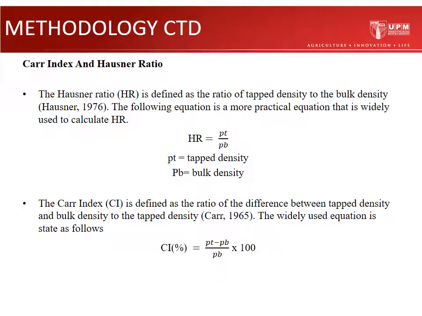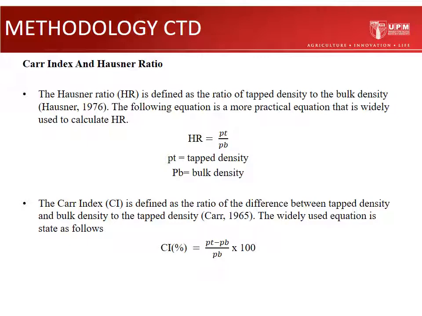Okay, we have to determine the Carr index and Hausner ratio. The Hausner ratio is defined as the ratio of tap density to the bulk density. The following equation is a more practical equation that is widely used to calculate the Hausner ratio. So the equation below shows how to calculate the Hausner ratio, which is PT divided by PB, bulk density.